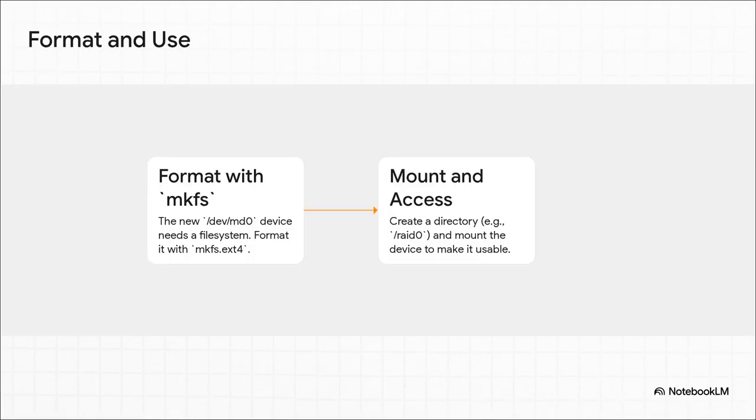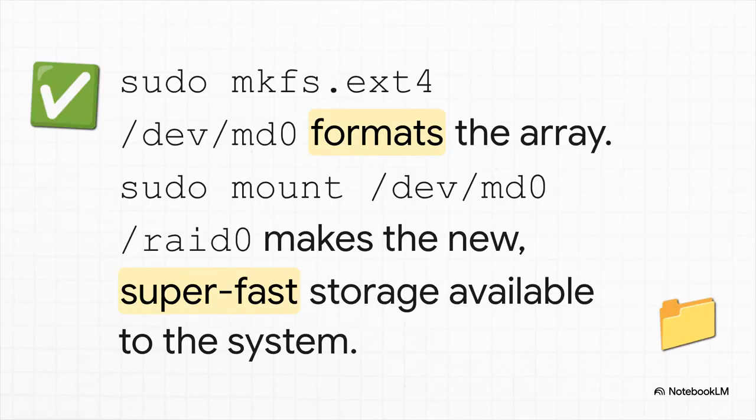We're so close. We've created the device, but right now, it's like a newly paved highway with no lines painted on it. The operating system sees the road, but it doesn't know how to organize the traffic. We need to add a file system so it knows how to actually store our files. And here's the really cool part. From now on, your system treats /dev/md0 just like it's a single regular hard drive.